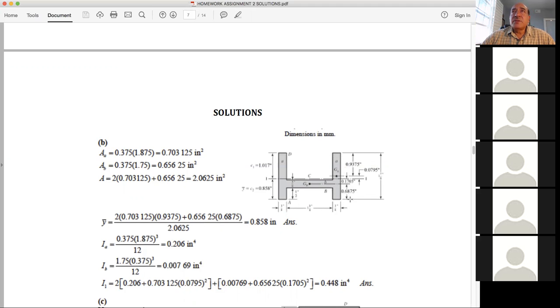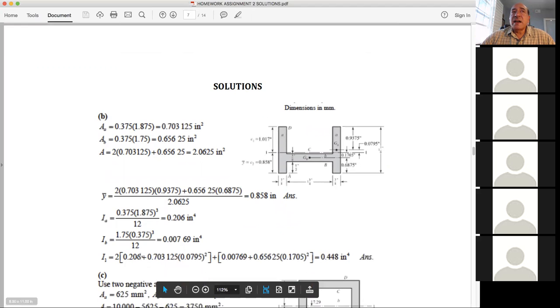We have I for area A, bh cubed over 12, I for area B, bh cubed over 12 for it. And then when we do the total I, we have to take 2 times these, and then it will be the I of each one plus the area times the distance squared for each one. And then we add all of these 3 together. So this is an idea here.